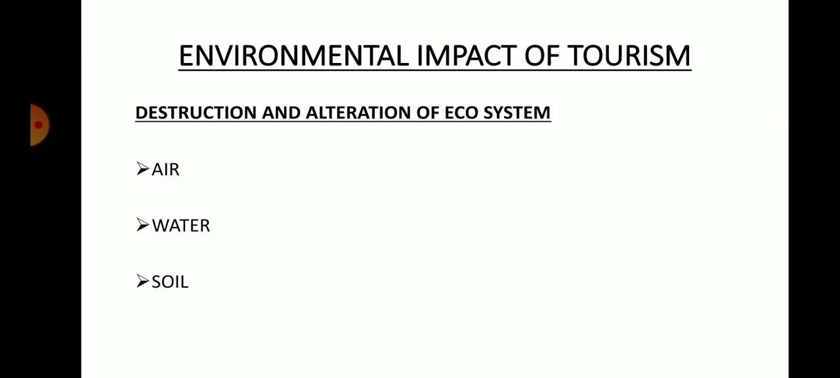Then the third negative impact is destruction and alteration of the ecosystem. Because of tourism, the air system is altered, and the water system and soil system are also altered. So these are some of the important things about tourism in India and Tamil Nadu. That ends our lesson.